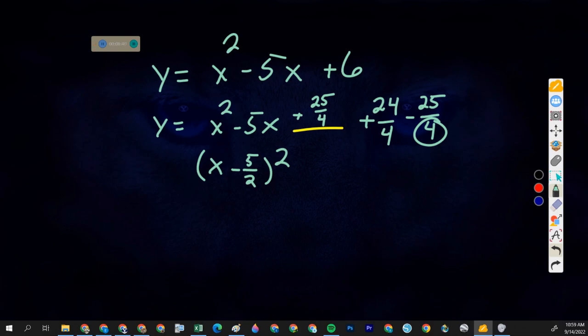So 25 over 4 minus 24 over 4 is just negative 1/4. So that would be the vertex form. So if your middle term is odd, just stick with fractions and it'll be easier to solve. If you use decimals, it will work, but fractions are a little bit easier. Okay, now you ready for a hard one? Because they do get harder than that.